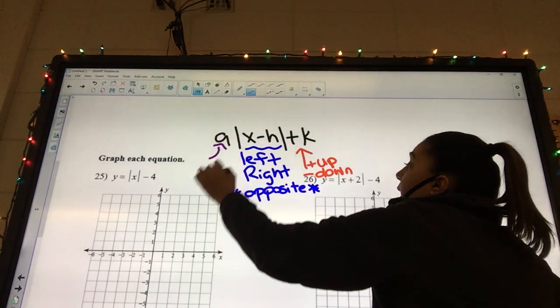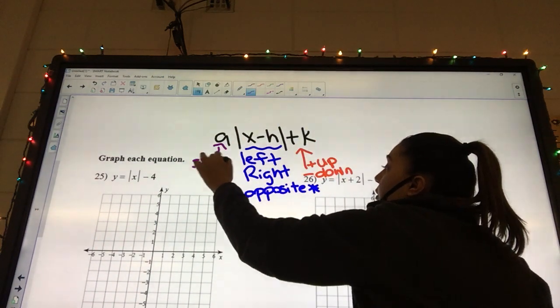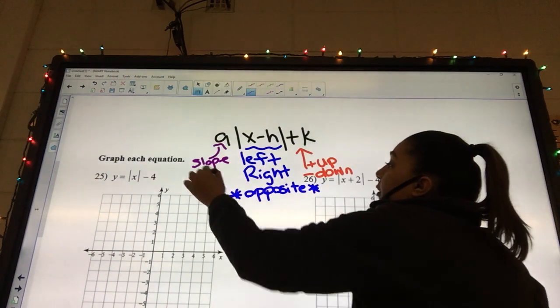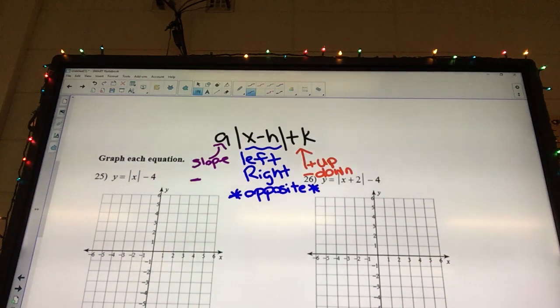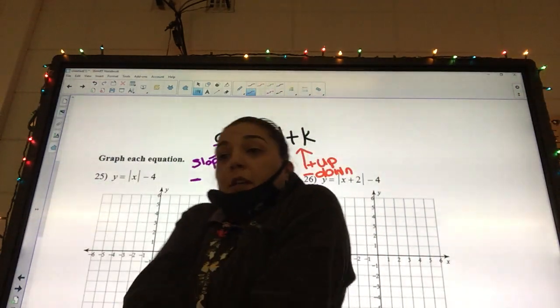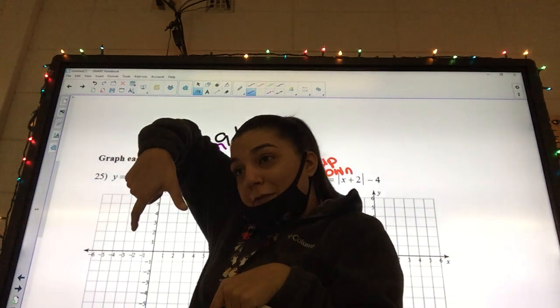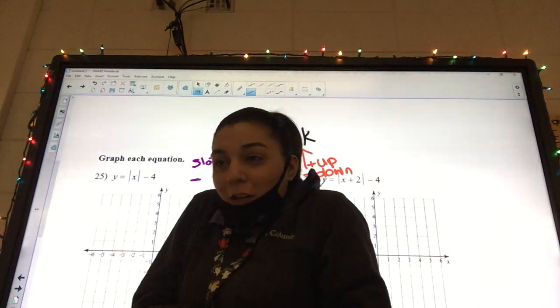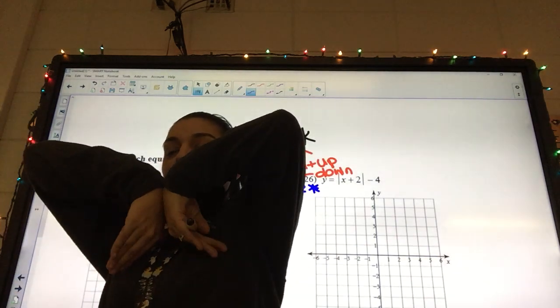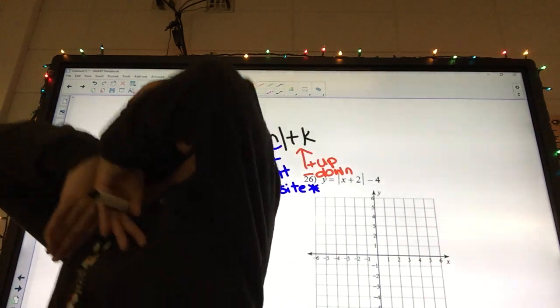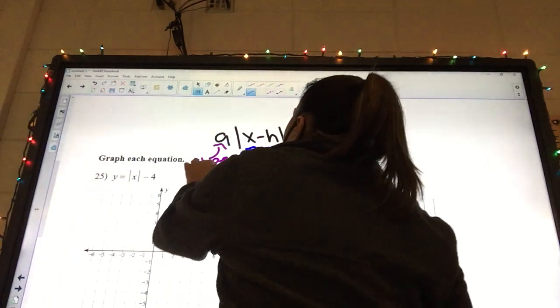Okay, and then the a is our slope. It's usually 1/1. And if it's a negative, what does that negative do to our graph? Normally our graphs open up like this, but with a negative it's going to be pointed down. So if it's a negative, it should be pointed down.